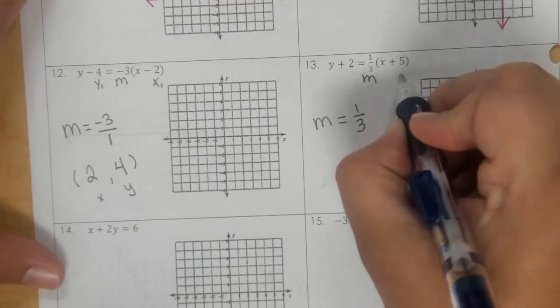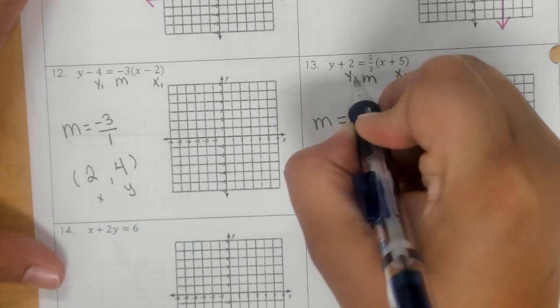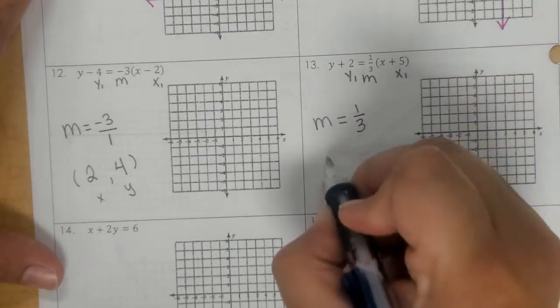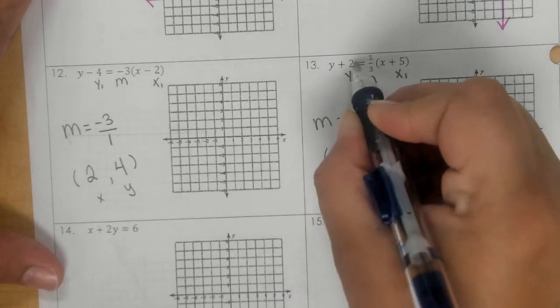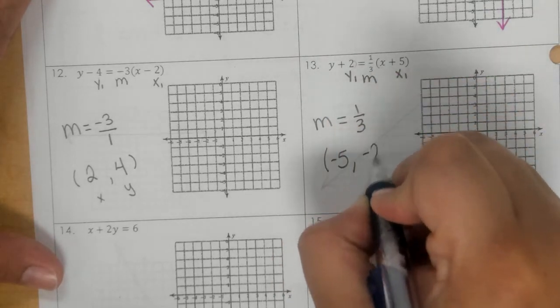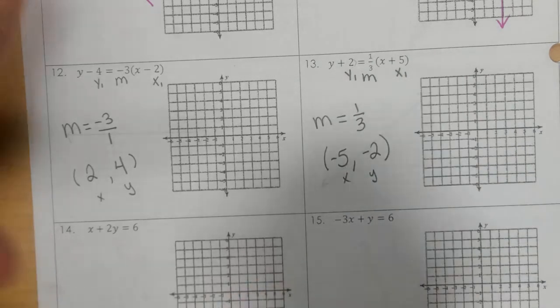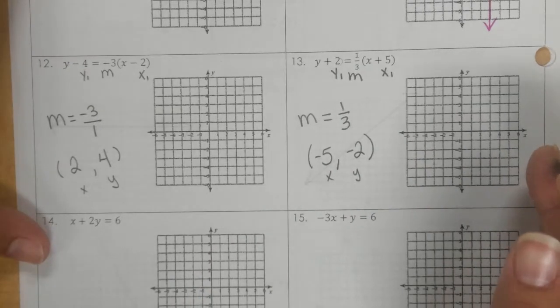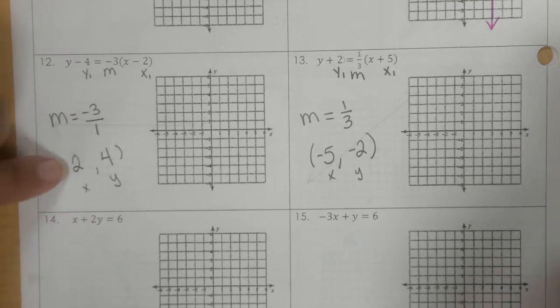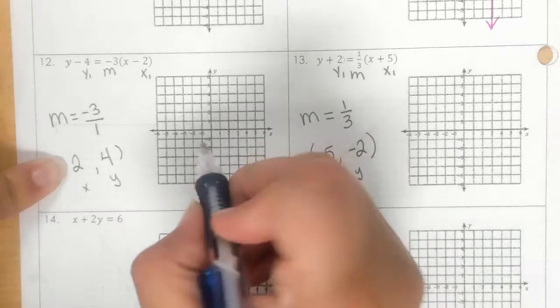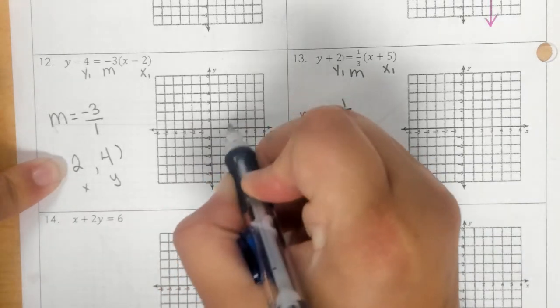So same idea here. I take the 5 out, I'm going to have a -5. Take the 2 out, it becomes a -2. And again, that's x and y. Okay, so what do you do first? Well, to graph it, you always have to graph your point first. So I'm going to graph 2, 4. So over 2, up to the 4.